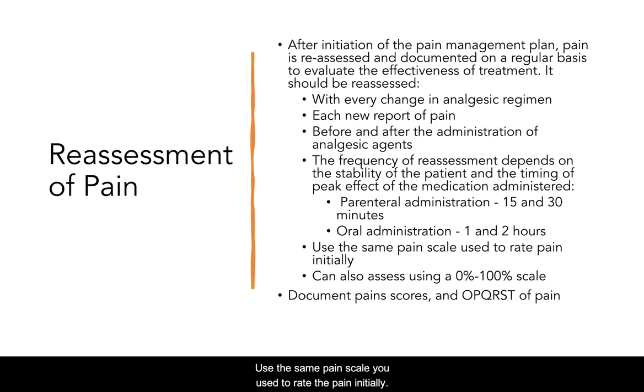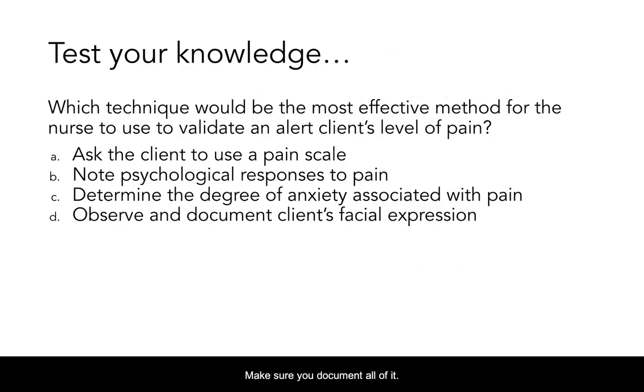Use the same pain scale you used to rate the pain initially. So if you ask the patient how much their pain is on a 0 to 10 numeric scale, and they say a 6, you give them the medication, come back and use the same scale. Don't change the scale on them. Use the same scale of 0 to 10. Now, how much would you rate your pain? Right? You can also assess using a 0% to 100% scale if the patient has difficulty comprehending out of 10. You can document pain scores and OPQRST. Make sure you document all of it.